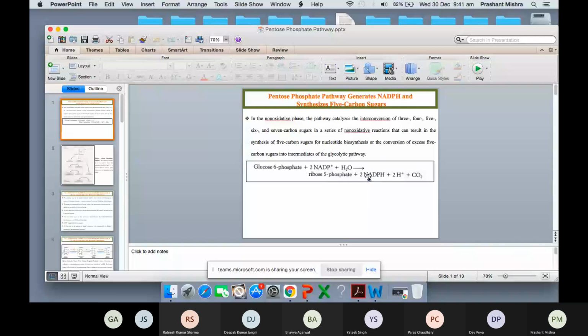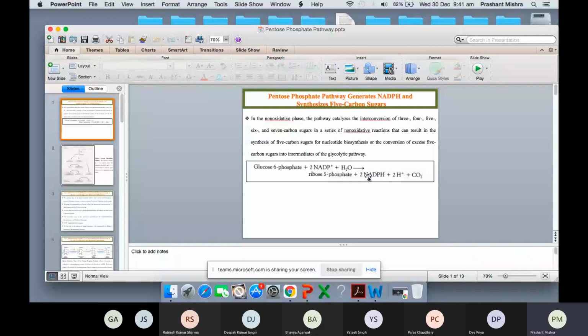NADP plus is again the electron acceptor. The final step of the synthesis of ribulose 5-phosphate is isomerization of ribulose 5-phosphate. Here you have the enzyme glucose 6-phosphate dehydrogenase. NADP will be required, and it will produce one molecule of NADPH. So one molecule is being produced.